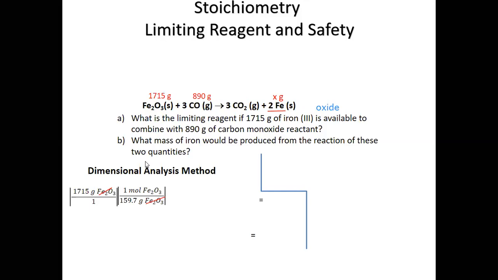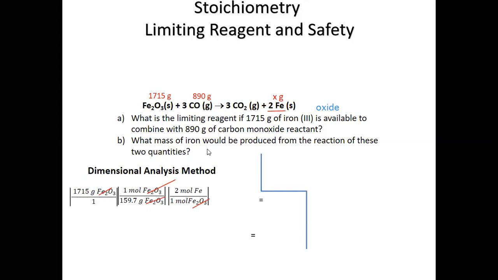What we do next is we now turn that into the chemical that we desire. We desire it to be iron. We want to get rid of our iron 3 oxide. So we use a mole ratio to do that. Our mole ratio comes from the coefficients, 2 Fe for 1 Fe2O3. That allows us to convert into a mole amount of the desired chemical called iron.